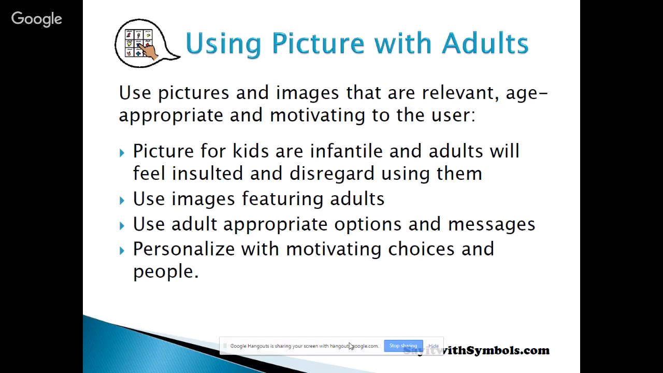There's no morning meeting, any of those kinds of things. The pictures have to be appropriate to meal choices, activities, the kinds of messages that an adult or older person would want to communicate. And of course, it should be able to be personalized with motivating choices and people. This is really key. If somebody's going to overcome that speech barrier and use an augmentative communication device, then the choices need to be meaningful to them, and they should be personalized with food choices, places, and people that are really important to them.